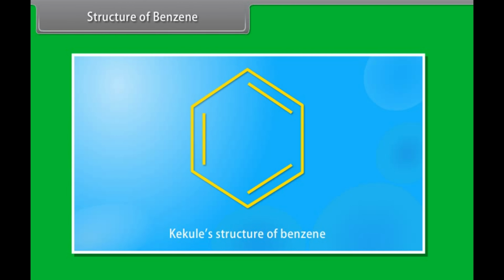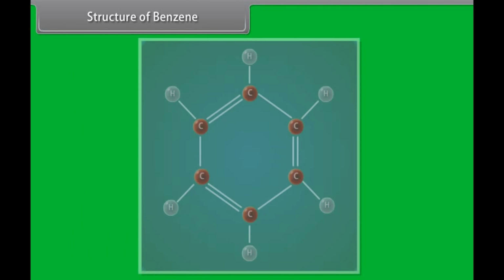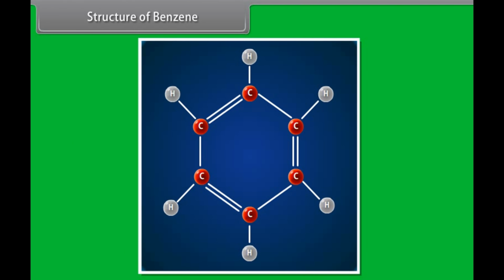A chemist, Kekulé, in 1865 suggested the following structure for benzene. According to Kekulé, 6 carbon atoms in benzene are on the 6 corners of a regular hexagon. Each C atom is attached with one H atom. There are 3 alternate double bonds between 2 C atoms to complete the 4th valency of carbon.